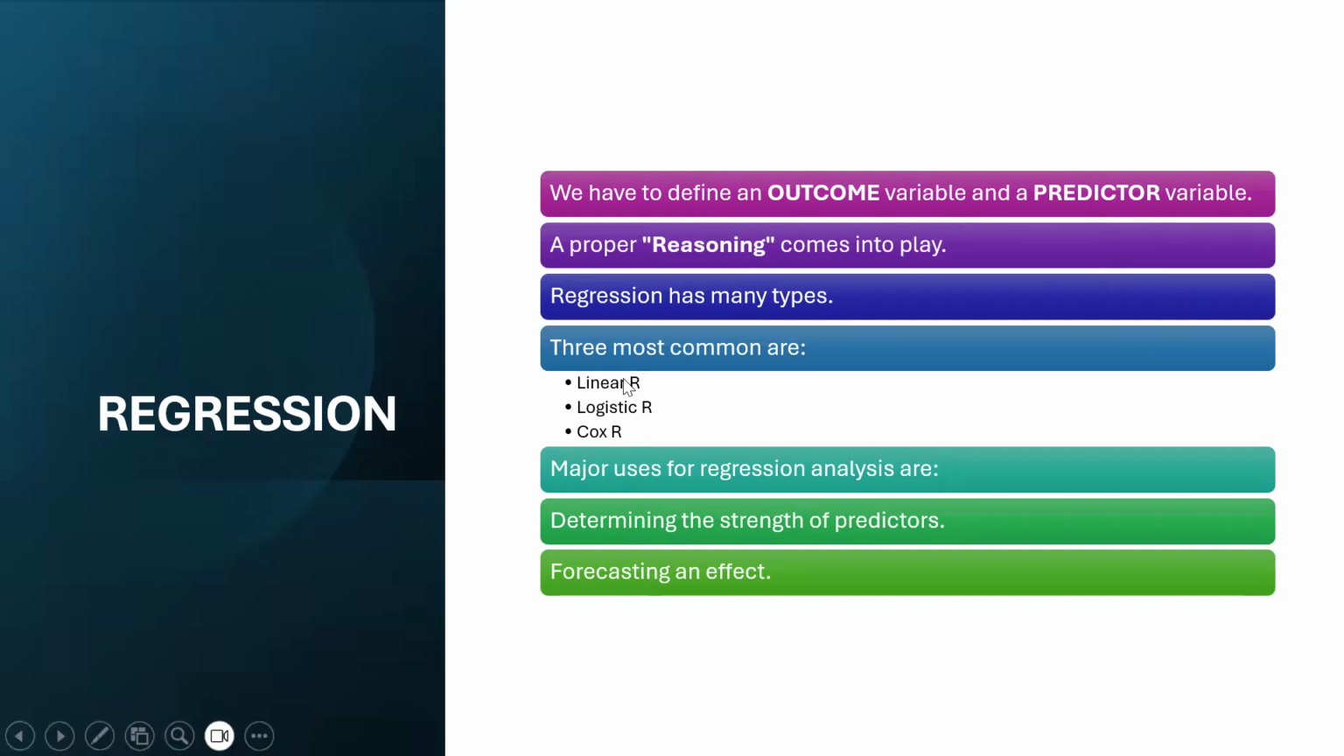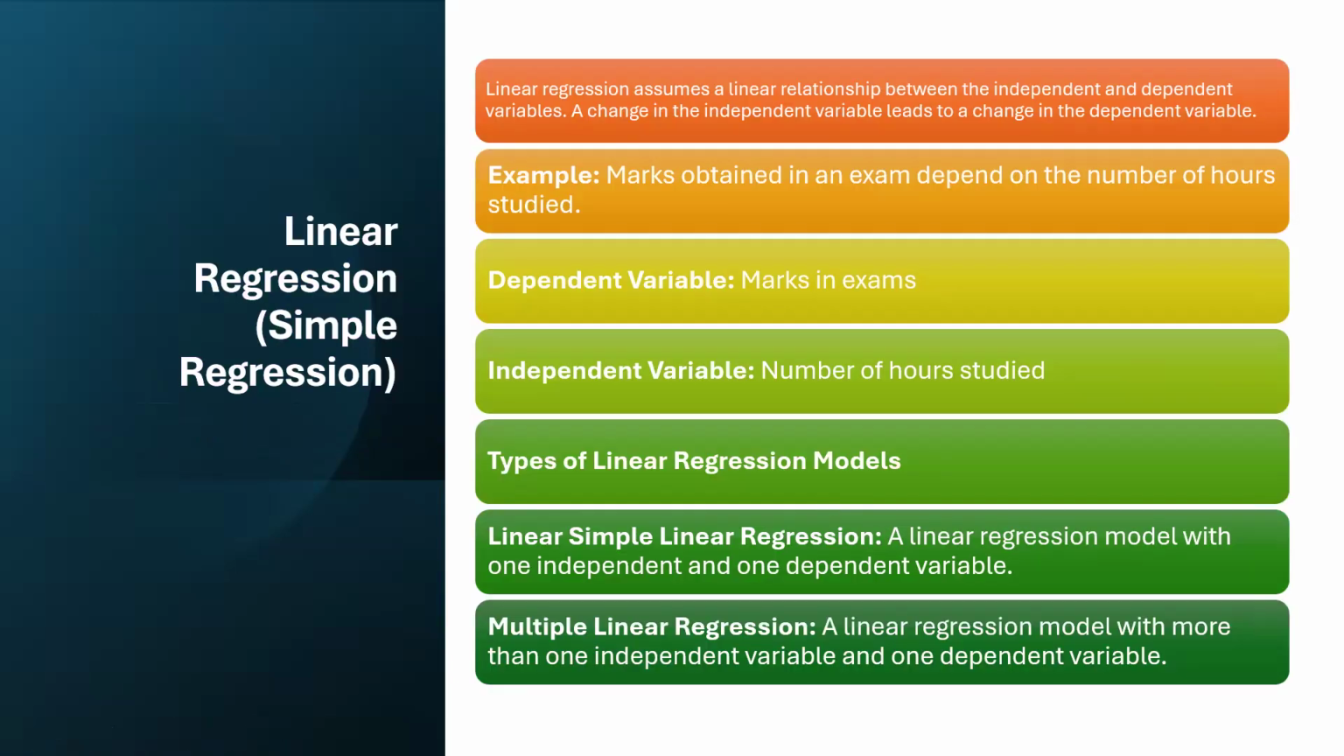It has many types: linear, logistic, and Cox. We will be just going for the first two. Cox is not related to us that much. It forecasts an effect and determines the strength of the predictors. Okay. So the first one we will be using, as we used the Pearson, is linear regression. It is an extension of the Pearson correlation.